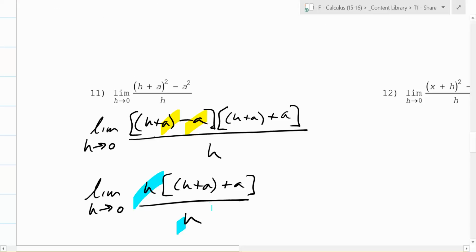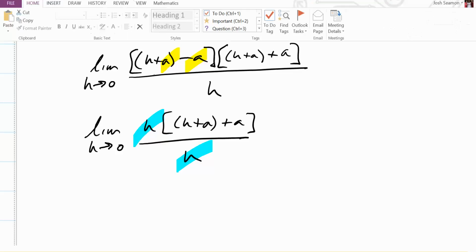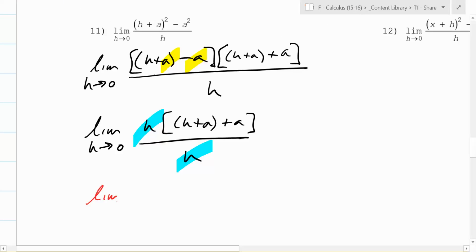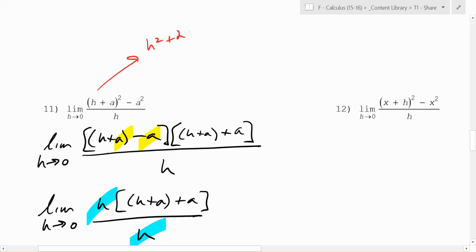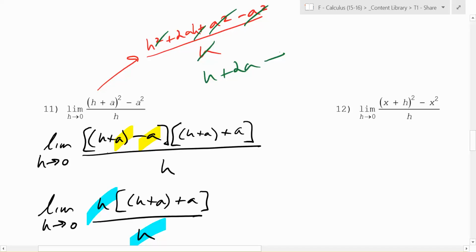Once you do this, can you evaluate it? Yeah, what's the limit as h goes to 0 of h plus 2a? 2a. Correct. Show it. It's going to be h squared plus 2ah plus a squared minus a squared, like that, all over h. That's important. They cancel, and then those go away, and you're left with h plus 2a, so it's going to be 2a.